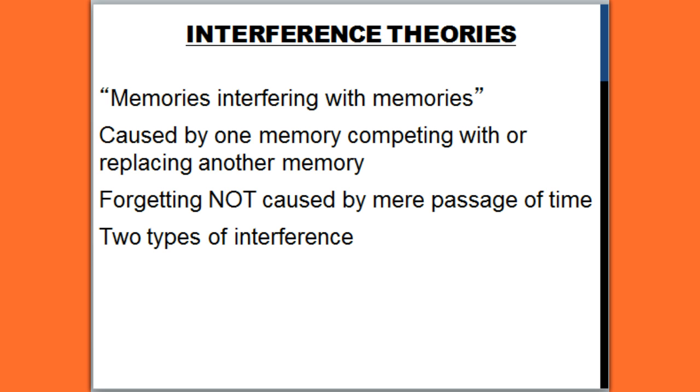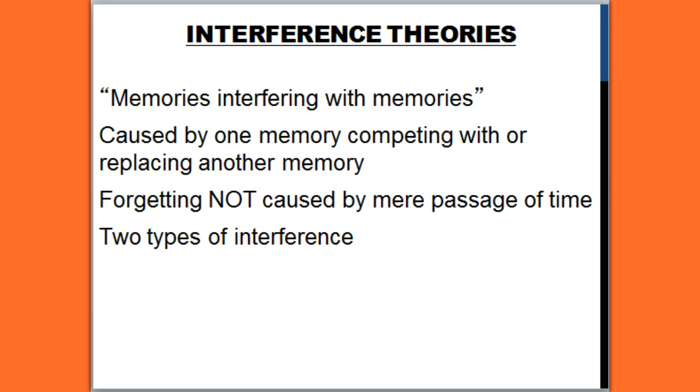So we have some theories here. Memories interfering with memories is basically what we're talking about with interference theories. Caused by one memory competing with or replacing another memory. Forgetting not caused by mere passage of time. So in other words, we're not talking about something that I've been attached to for a while and I can't remember because I haven't thought of this person's name in 25 years. That's not what we're talking about.